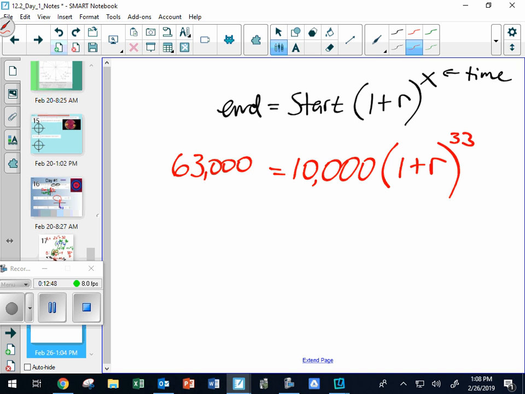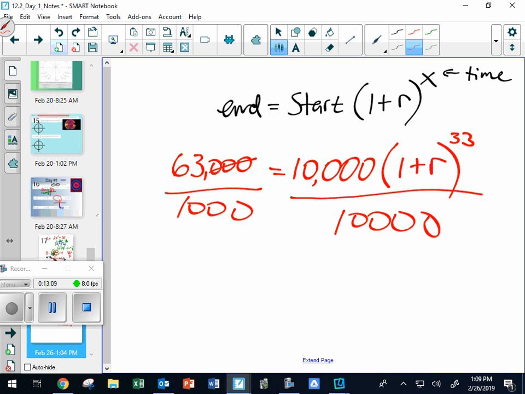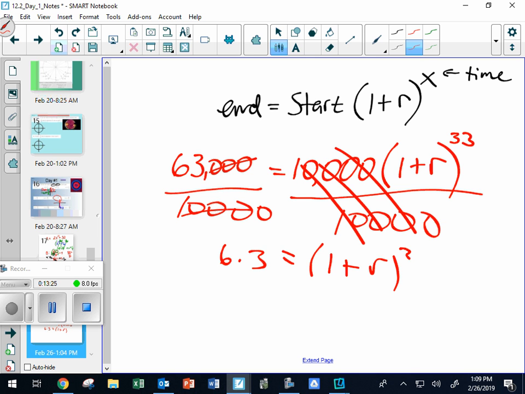So tell me, what do you think we should do first in solving this? Divide by 10,000 is correct. And after you divide by 10,000, you get a decimal over here. Actually, it's just 63, isn't it? Or did I goof that up? Oh, I have a 0 here. Okay, so 6.3. And then this is gone. And then that's 1 plus r to the 33.